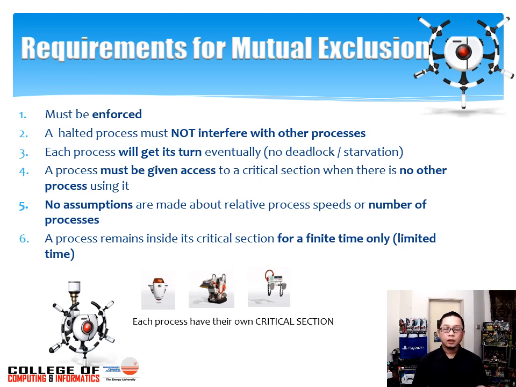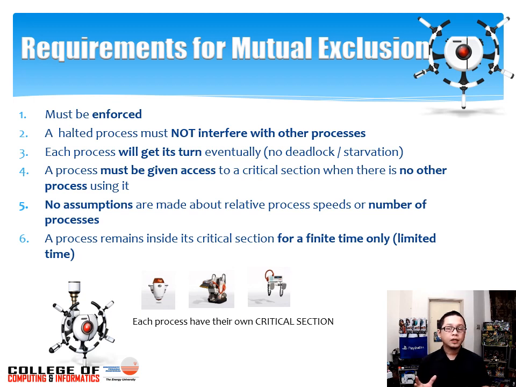Thirdly, each process will get a turn eventually if the OS has a proper scheduling mechanism and properly manages and uses the information that it has in the OS control table. Fourth, a process must be given access to the critical section, which means that it must be given access to use whatever it wants, okay?